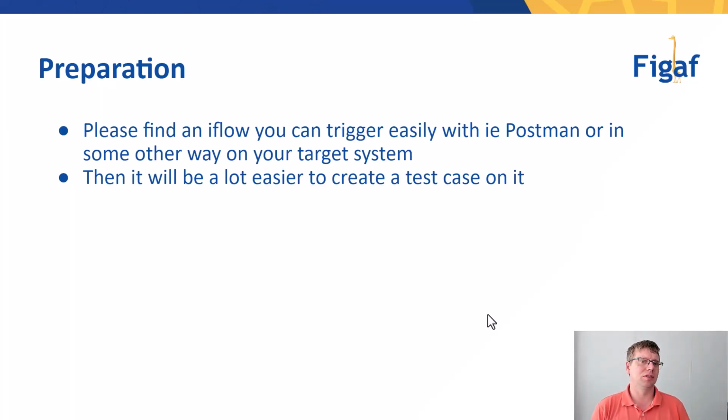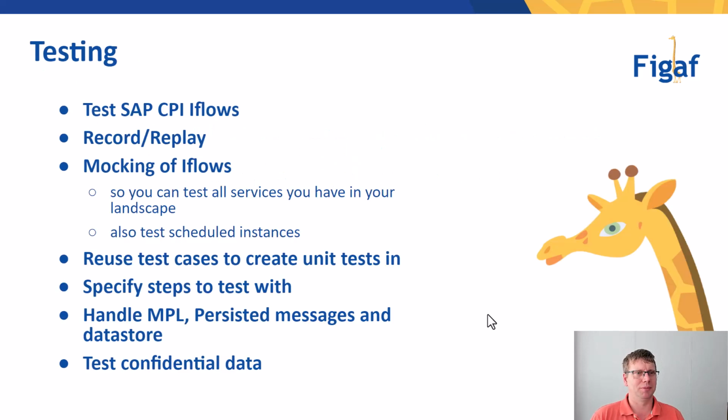So, preparation: you need to have an iFlow that you can easily trigger with Postman or by the backend application. Or it could be a file system, file transfer, putting data into it. That should be easy to do. And then it's a lot easier to create a test case on something that you can trigger automatically. But obviously, as you scale this, you don't really need this. But to help you try it out, this is the best way.